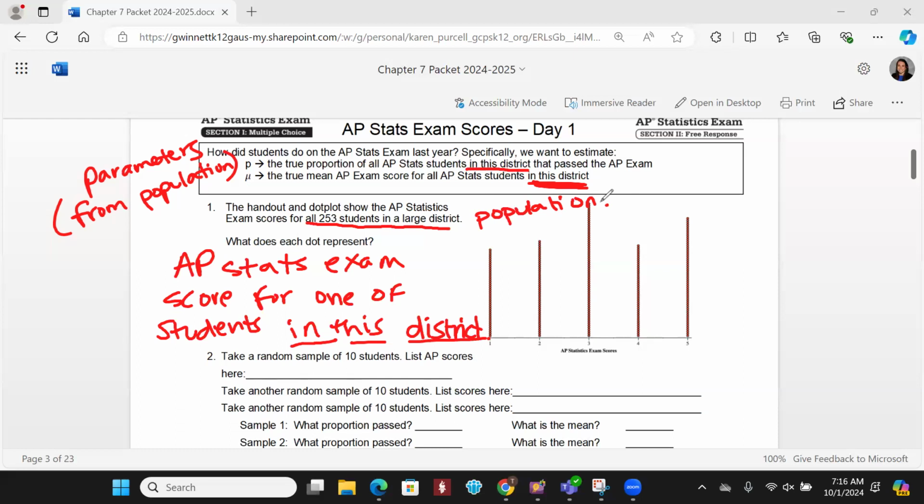Now, we're going to take a random sample of 10 students and we're going to list out their AP scores. Okay, so the 10 students are called what? A sample. Okay, so from the population, we take a sample. And I'm going to give you those scores really quick. Let's see, 1, 5, 5, 4, 3, 4, 2, 3, 1, 5. Go ahead and write those down.